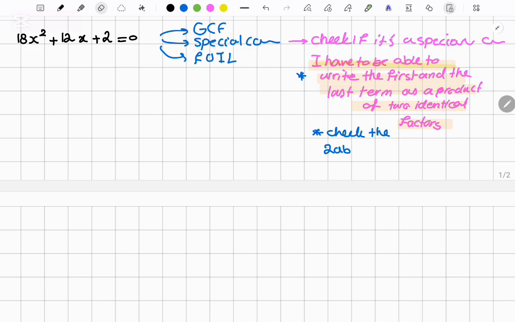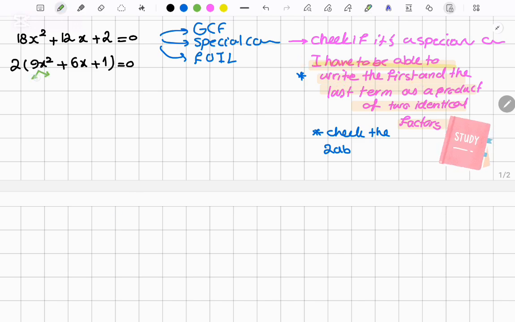So guys, ta-da, here I am with my next example. We're going to factor this one out. The very first thing is that when you want to factor, you have to go with the process of factoring, which is GCF, then special cases, and so on. So the very first thing I would check is if there is a GCF here, which there is, it's 2. So it's going to be 9x squared plus 6x plus 1 is equal to 0. For this to be a special case, I have to be able to write the first term and the last term as a product of two identical factors.